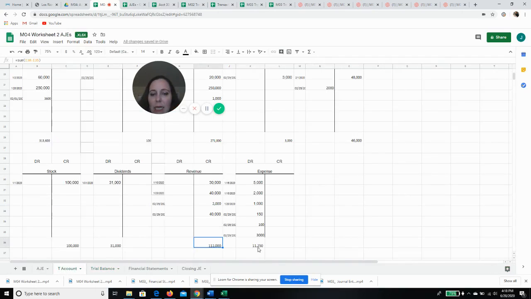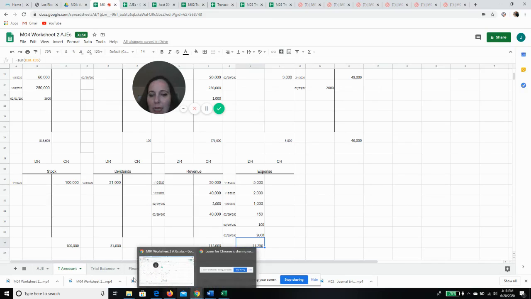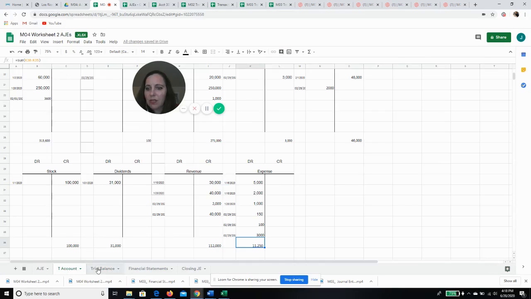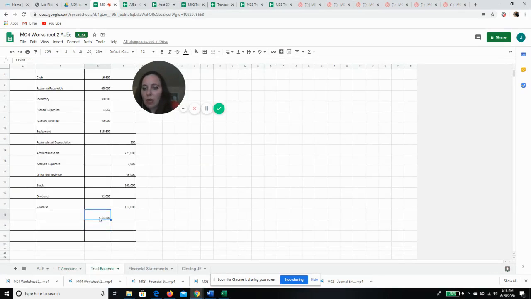And then finally, we have expenses with a debit balance of 11,250. Type that in first so I don't have to remember it. All right, 11,250. See, I knew I'd forget it. And it's going to be expenses.